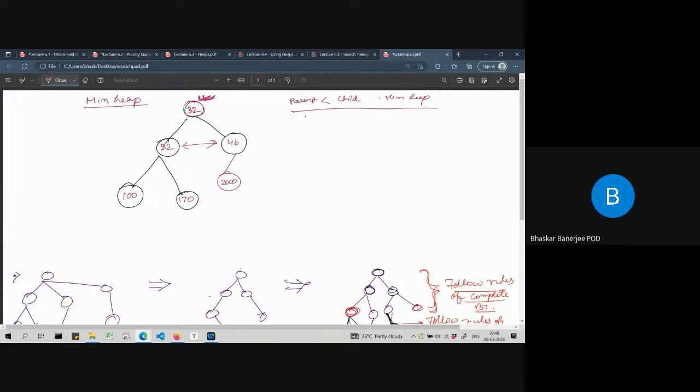So in heaps, the only condition is: in min heap, the parent must be lesser than the child. In max heap, the parent must be larger than both children. That's the condition of min heap or max heap. So this condition of the parent being larger or smaller than the child is the logical property of a heap. And the structural property of a heap is that it is an almost complete binary tree.